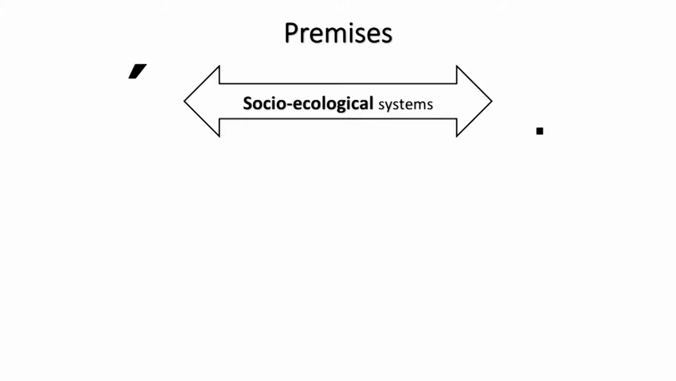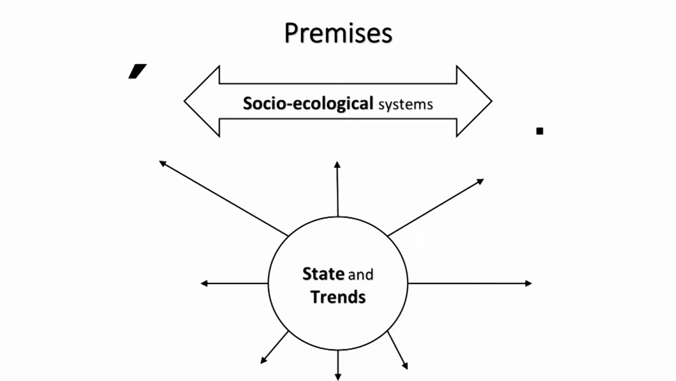Just to run through a few premises: we've got a social ecological system where people and nature interact all the time. This is especially so in commercial forestry areas, where we have timber production areas that interact with the conservation corridors in between them. Along with that, we as conservationists are interested in the state of the environment and where it's moving into the future.